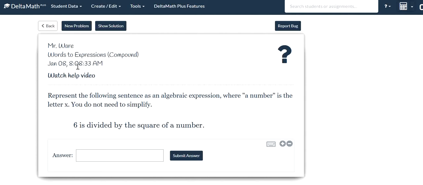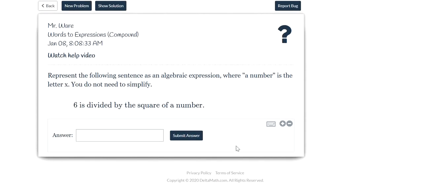And again, there's always a video here to help you out. So it says 6 is divided by the square of a number. Okay, so you could also have some exponents where you have square or cube. And I'm gonna show you how to type that in to your answer box here. So you know you're gonna have the 6 and it's gonna be divided by whatever's left, and it's the square of a number. So we're gonna start off with 6.